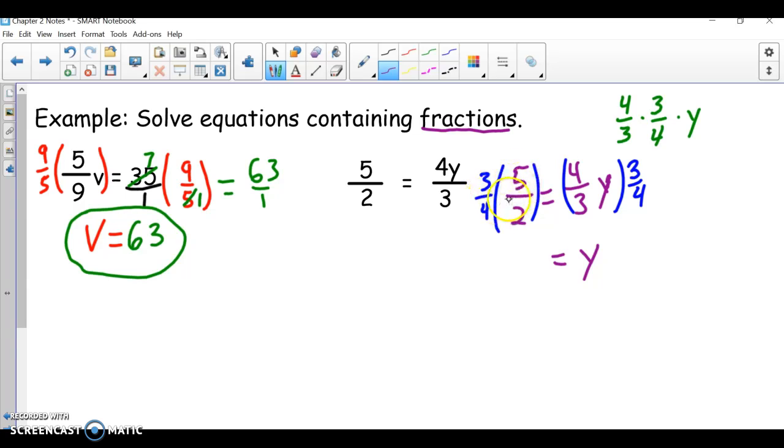Now on this side, you've got nothing that cancels out, because 2 doesn't go into both 2 and 3. 4 does not go into both 4 and 5. But you can do 3 times 5, that's 15. 4 times 2 is 8. And you get an answer. Your answer is a fraction, 15/8, and that cannot be reduced, so that's the value. y is equal to 15/8. So you'll see some of that on your assignment.